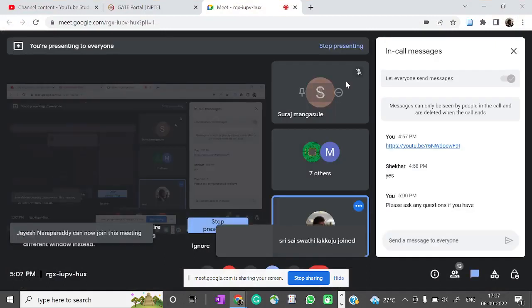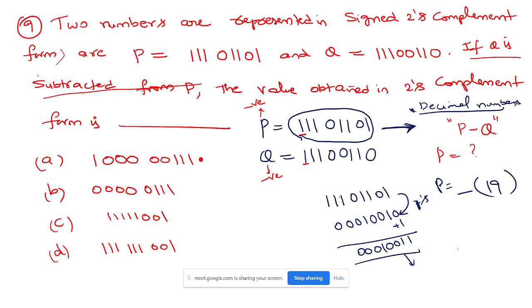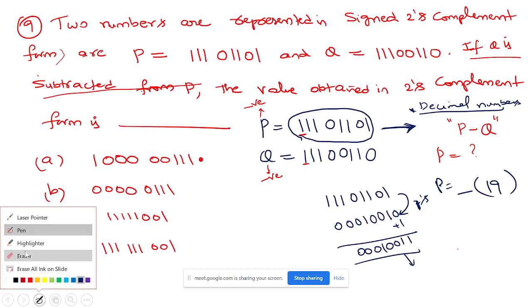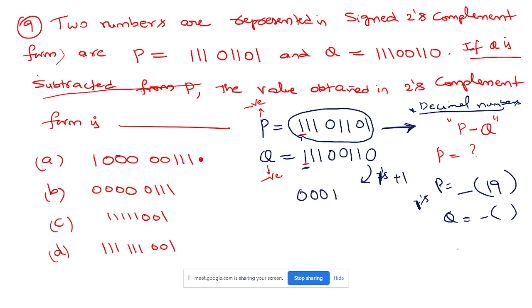Somebody says... right? Similarly, one can find out Q. What is Q in decimal? Very easy. Because the MSB is 1, I know Q is also a negative number. But what is the magnitude? For that I have to find the 2's complement. For that I have to do the 1's complement and add 1, right? Let me take the 1's complement: 0 1 1 0 0 1 plus 1, right? 1 0 1 0 1 1 0 0.